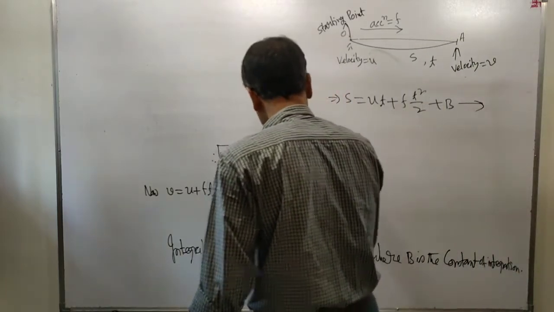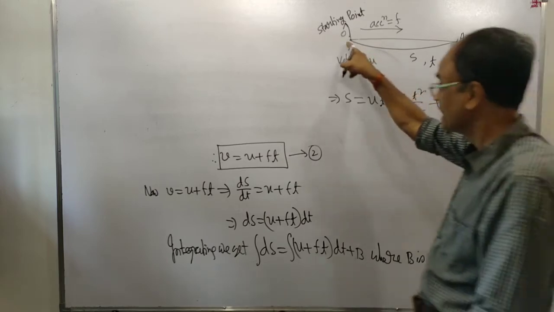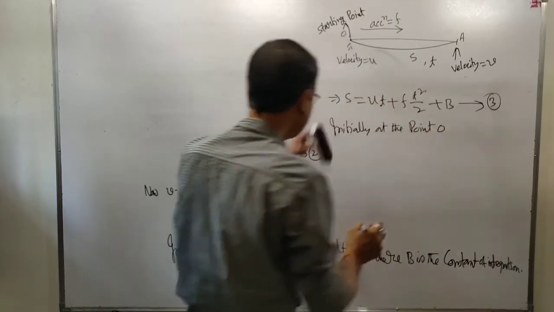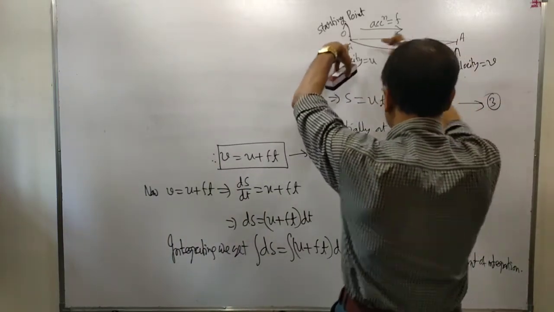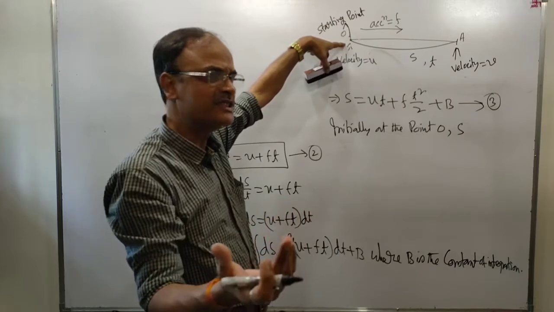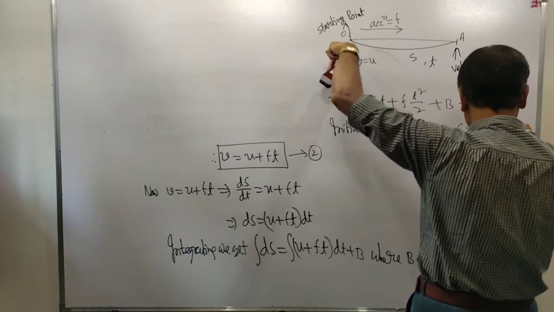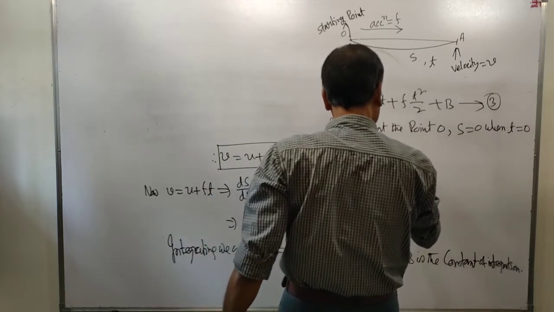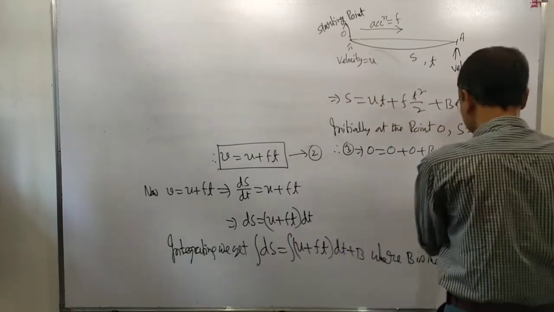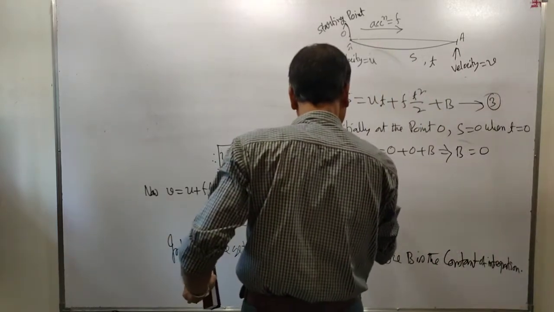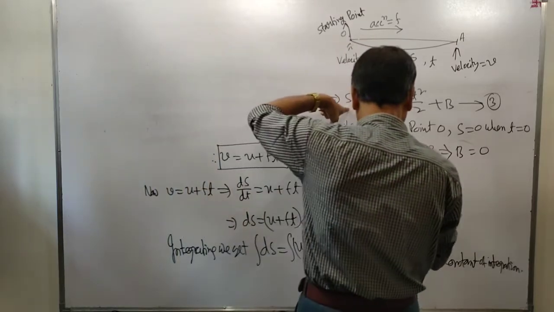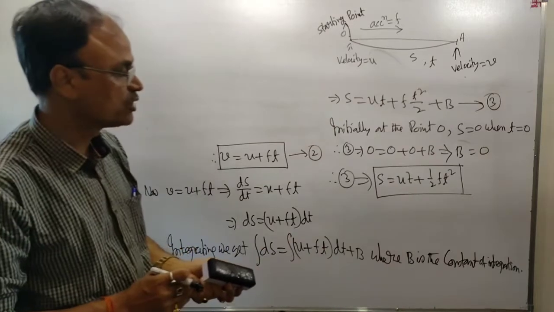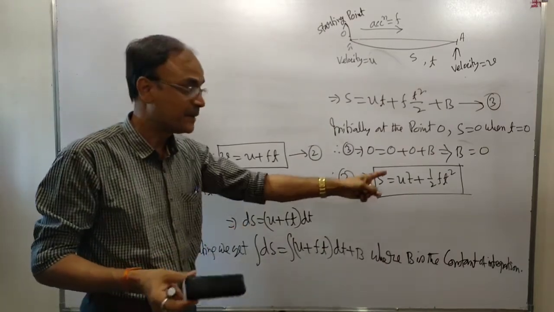Suppose this is number 2. Suppose this is number 3. Initially at the point O, s is equal to 0. The particle was at the point O, that means s is equal to 0 when t equal to 0. Therefore from 3, we will get 0 is equal to 0 plus 0 plus b. This means b equal to 0. Therefore from 3 you will get s equal to ut plus half of ft square. This formula has also been proved. Here, f is a constant acceleration.